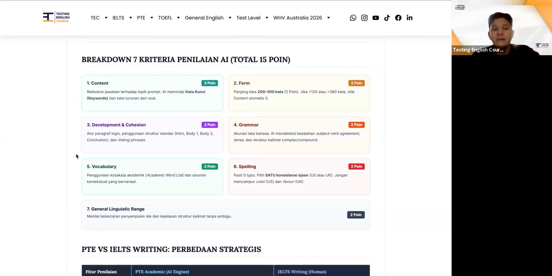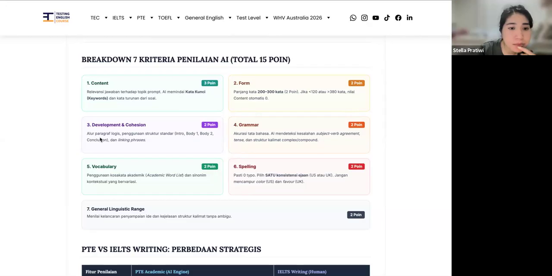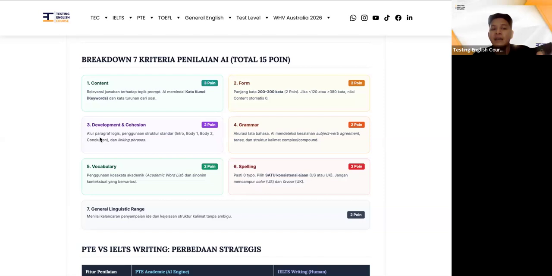And three is development and cohesion. Of course, you go with the intro, body one, body two, and conclusion. How do you write the intro? I will teach you. And how you go with the linking phrases, transition signals, and all those things. I'm also going to tell you the formats. And it's going to be weighted 2 points.